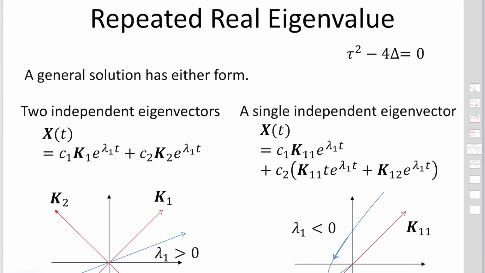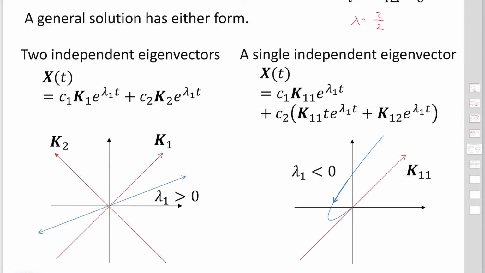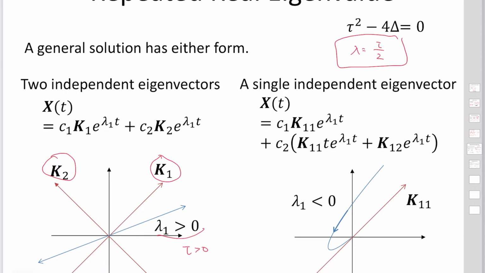Then I'd like to move to the next case, the repeated real eigenvalues. In this case, tau squared minus 4 delta equals 0, so lambda has to be tau over 2. So we have only a single solution of the characteristic equation. The first case is where we can find two independent eigenvectors, k sub 1 and k sub 2. Then lambda sub 1 in the case of a positive quantity, this is equal to tau being positive, because lambda is tau over 2. So lambda positive means that tau is positive.